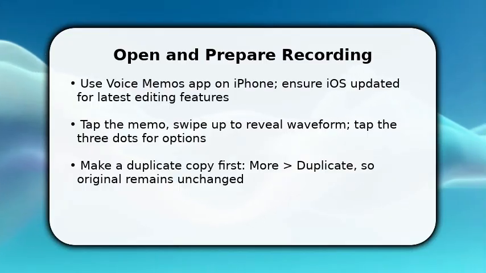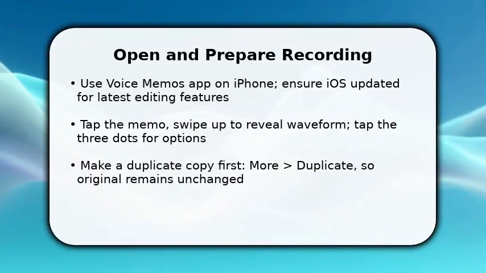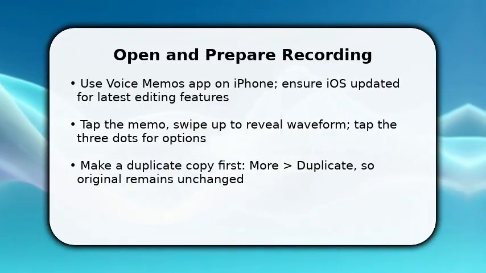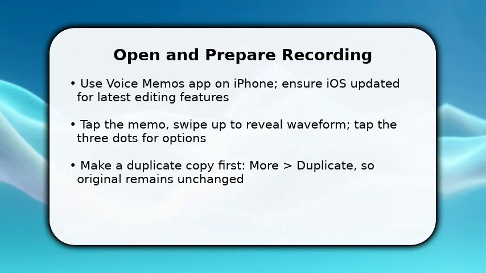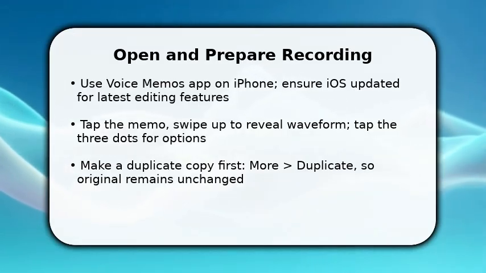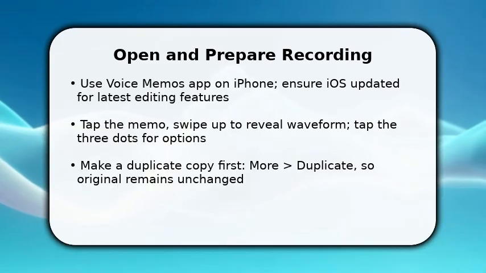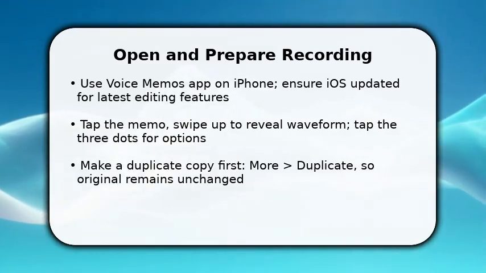You start inside Voice Memos, open the app and select the recording you'll edit. Once selected, swipe up to reveal the waveform and tap the three-dot menu. Make sure to duplicate the file right away via More, Duplicate, so you always have the original. This protects you if a trim or replace goes wrong.